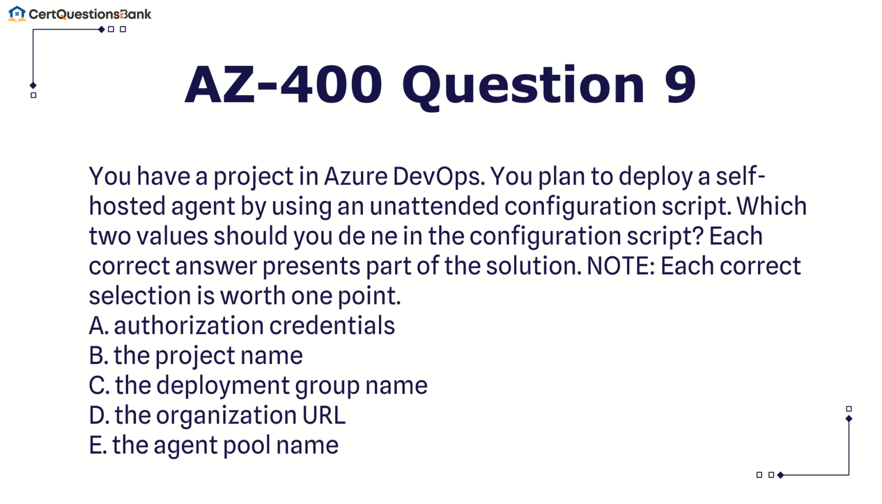You have a project in Azure DevOps. You plan to deploy a self-hosted agent by using an unattended configuration script. Which two values should you deny in the configuration script? Each correct answer presents part of the solution. Note: each correct selection is worth 1 point. A. Authorization credentials. B. The project name. C. The deployment group name. D. The organization URL. E. The agent pool name.